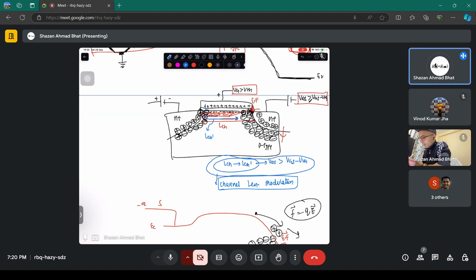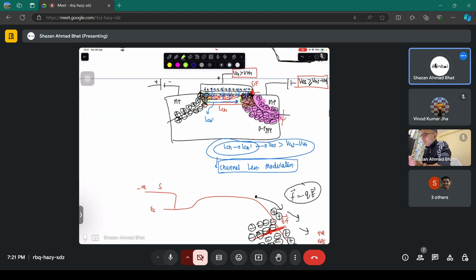There is also an electric field in this direction, from the positive to the negative end. If you consider the depletion region, these negative ions are basically shielding the electric field from the gate. That means you might have to apply more gate voltage in order to induce the channel. That is point number two.